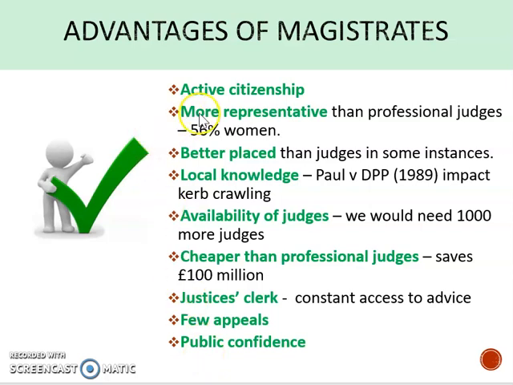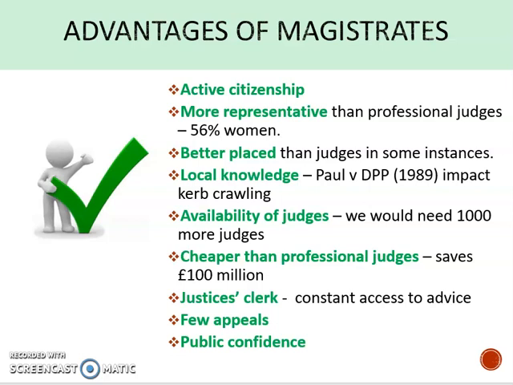Another big advantage you can see here is that they are more representative than our professional judges in terms of gender. So in 2019, 56% of our magistrates were women, which is favourable compared to our professional judges. Some people say that magistrates are better placed than judges in some instances to be making decisions. One factor in that might be that they sit as a panel of 3, which means that you've got 3 opinions and 3 views on a case rather than just one, and that might be a real benefit in perhaps avoiding individual prejudices.